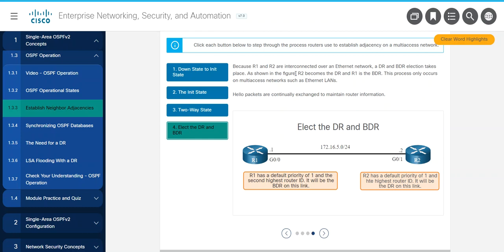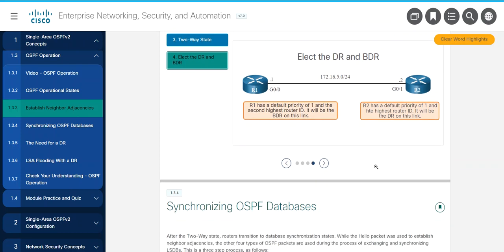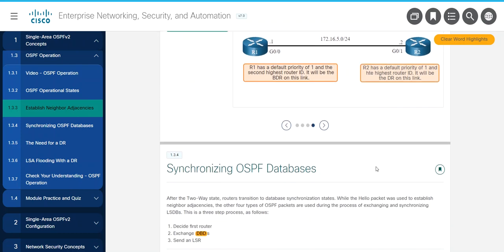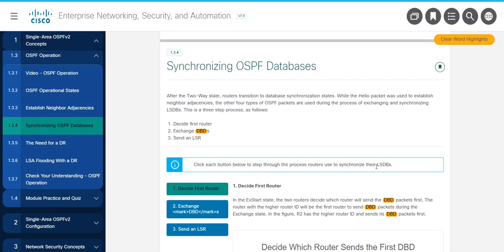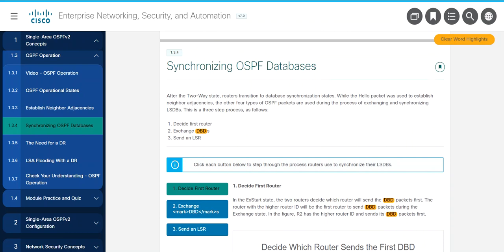Once R1 and R2 are connected together, it goes through a process of selecting the designated router and the backup designated router. We'll look at that in just a minute. So you're looking here at the synchronization of OSPF databases. After you get to that two-way state, the routers kind of transition into those synchronization states.